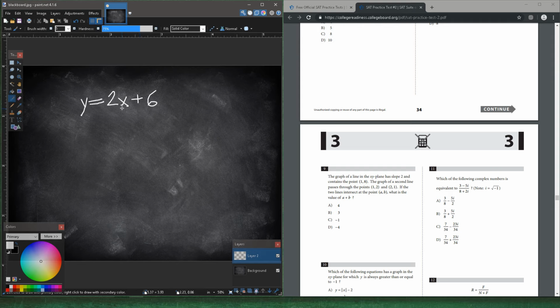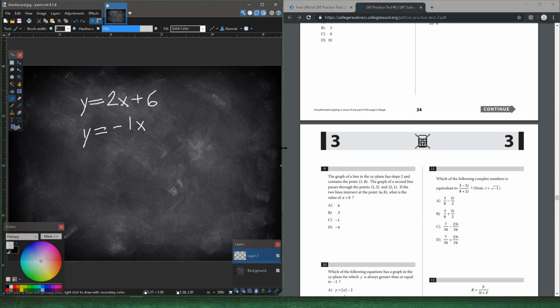The graph of the second line passes through the points (1, 2) and (2, 1). So we're going to think of the slope here: the change of y over the change of x. So the slope is 1 minus 2, that's negative 1, divided by 2 minus 1, which is just 1. So negative 1 divided by 1 is just negative 1, so negative 1x, plus some kind of constant.